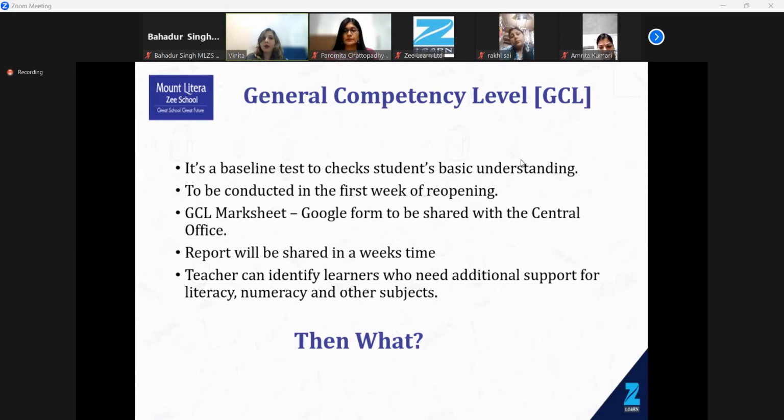All right. But then what happens next? Once we are done with GCL, once that is conducted, what do we do next? Kindly share your responses in the chat box, please. What happens once GCL is conducted? Once the teacher identifies that she has a certain set of students who require additional support, what will she do? What will he do?